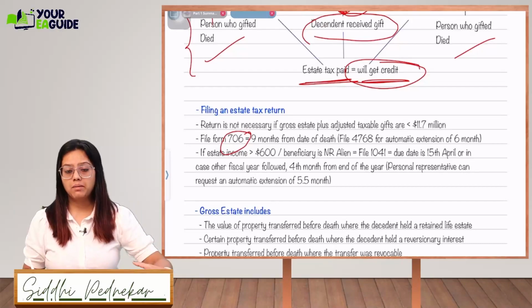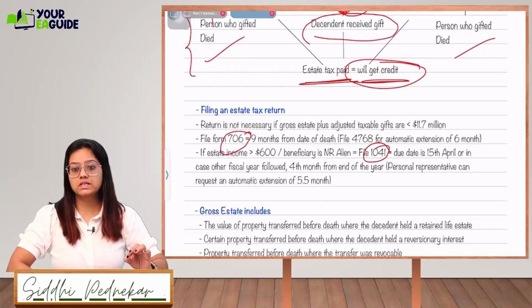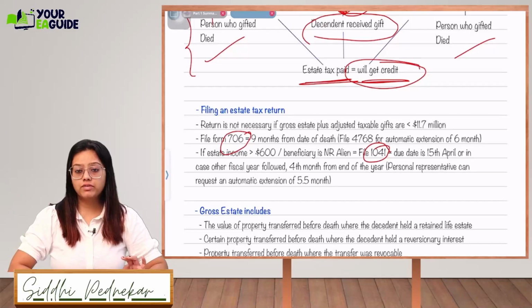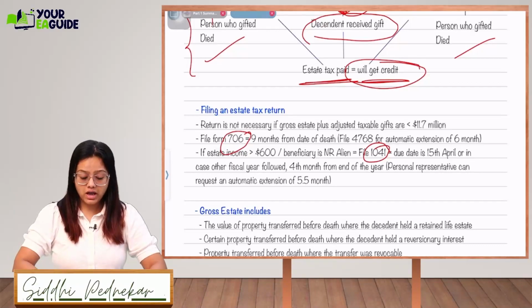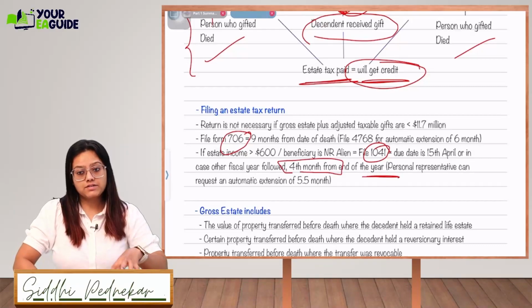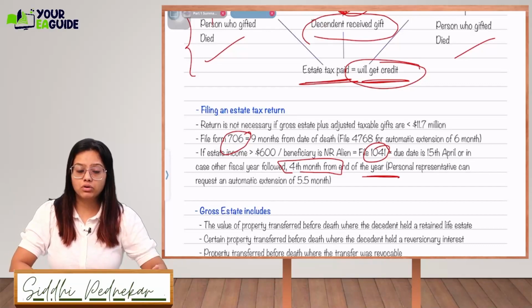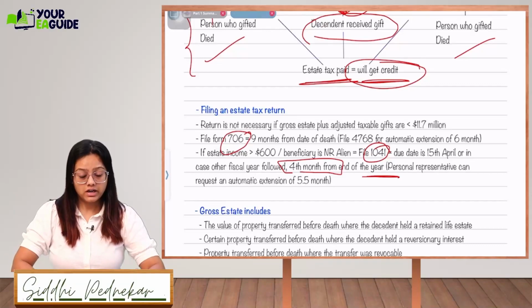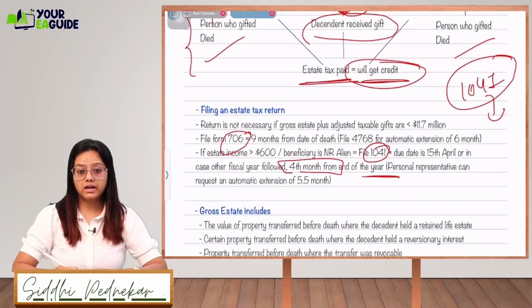After that, what will happen? You have to file a 1041 return if the estate is earning more than $600. And the due date of filing 1041 is again the 15th April in case the fiscal year is followed. That is the 4th month from the end of the year, 15th April I can say, or any other month if the year is ending, it will be the 4th month. But here in case of 1041, the extension time for the deadline is 5.5 months instead of 6 months.